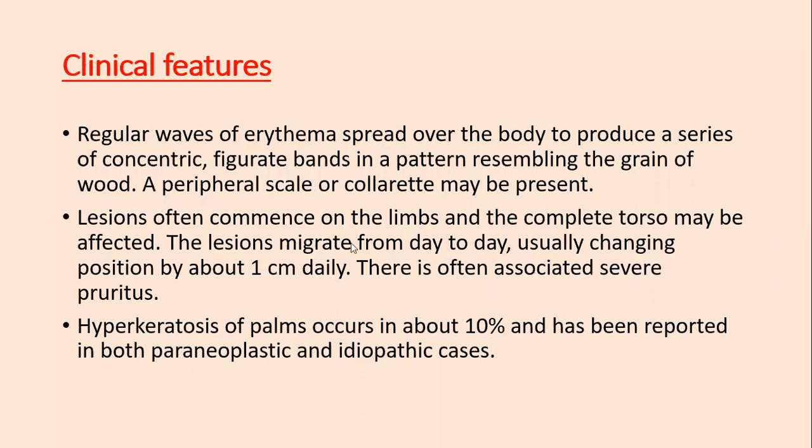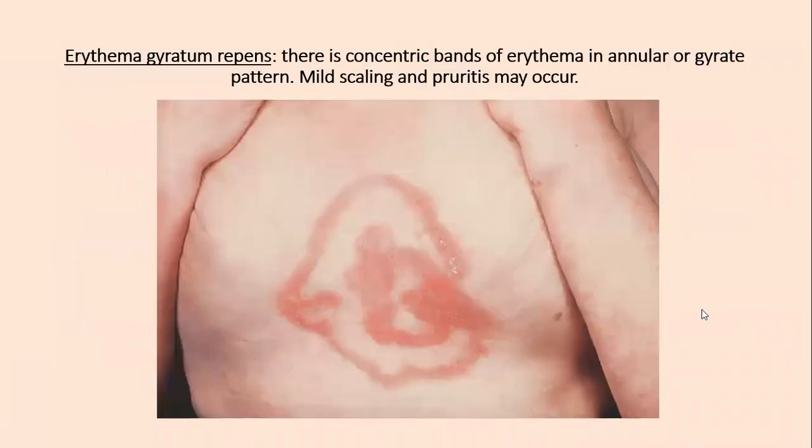Regular waves of erythema spread over the body to produce a series of concentric figurate bands in a pattern resembling the grain of wood. Peripheral scale or collarette may be present. Limbs usually are involved first, then the torso. The lesions change rapidly, about 1 centimeter in size. Hyperkeratosis of the palms occurs in 10% of cases. So these are the rings within the rings.